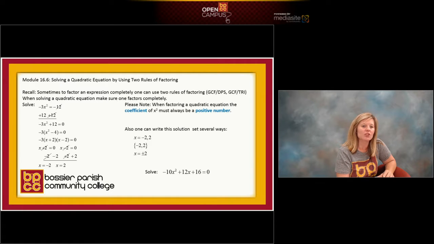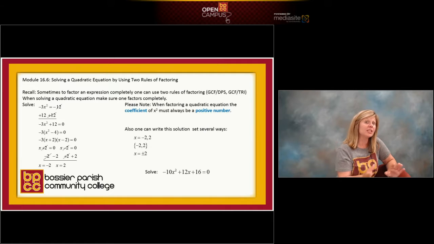So negative 3x squared divided by negative 3 would just be good old x squared. And that's what we want. We always want our x squared to be positive. 12 divided by negative 3 would be negative 4. Okay, now here's what's different. We're not done factoring. If you look in the parentheses, x squared minus 4 is another rule of factoring. It's two terms connected by subtraction, and both those terms are perfect squares. So now we're going to do the rule difference of perfect squares.